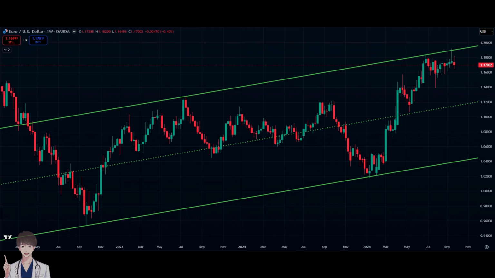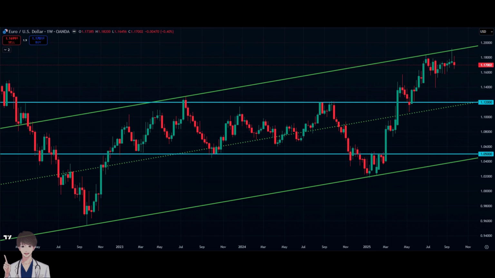However, at the weekly level, the major level to watch is around 1.12, marked by this horizontal line. A pullback to this area should be kept in mind. If price only pulls back to this level, another rally could follow. But if price closes below it, we could see a corrective decline within the channel, with the lower boundary, around 1.05, serving as the next key area.